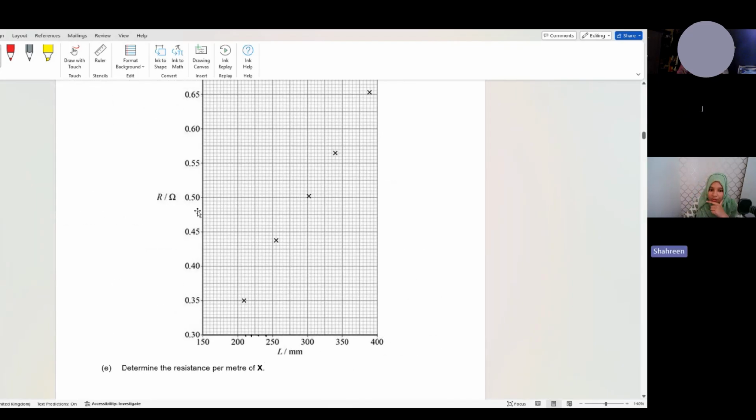Okay, so think about what is this graph for? There must be a purpose for this graph, right? If they've given you a graph, that means that you need to use the graph in some way. So look at what your axes are. Over here on the y-axis, you've got the resistance. On the x-axis, you've got the length. And your question is resistance per meter.